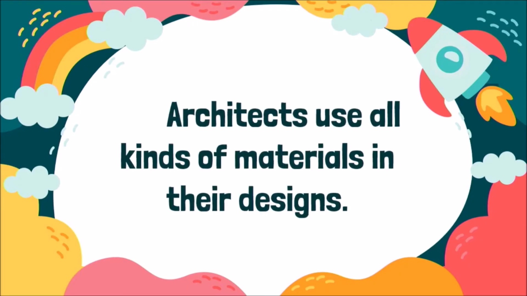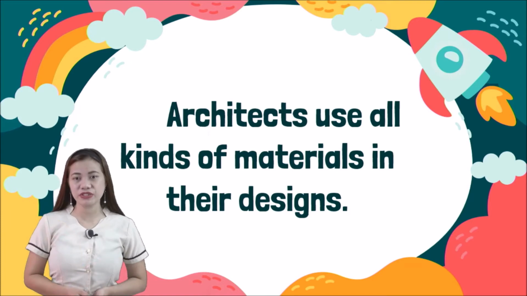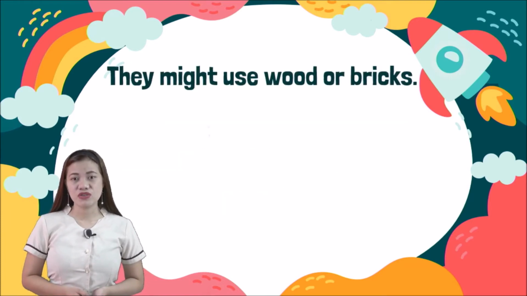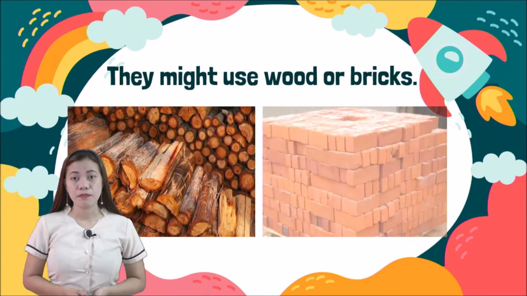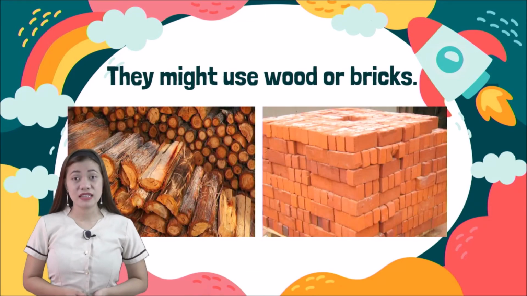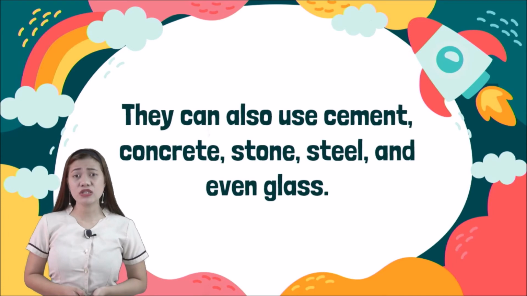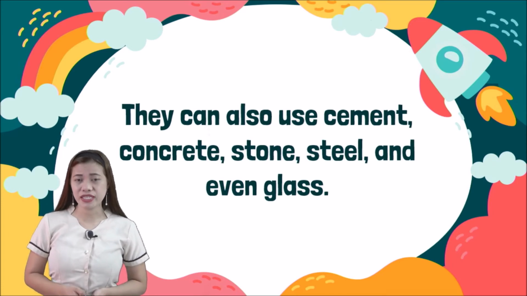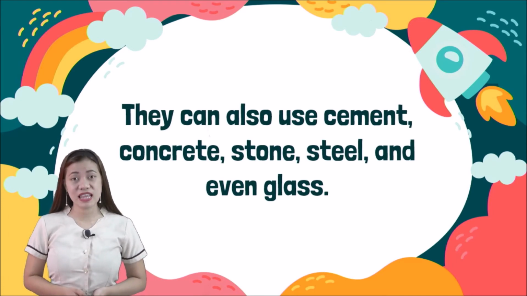Next, architects use all kinds of materials in their designs. They might use wood or bricks to design their buildings. They can also use cement, concrete, stone, steel, and even glass.